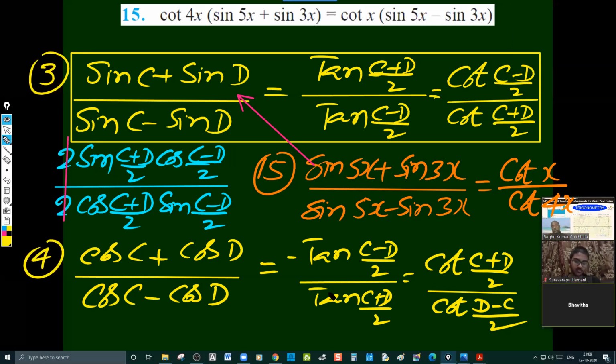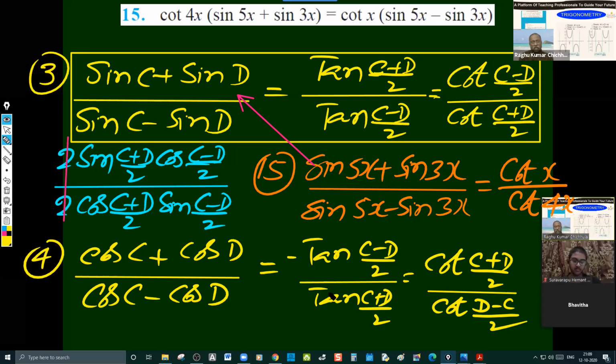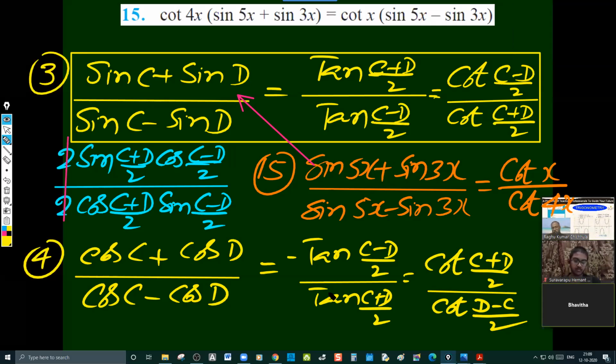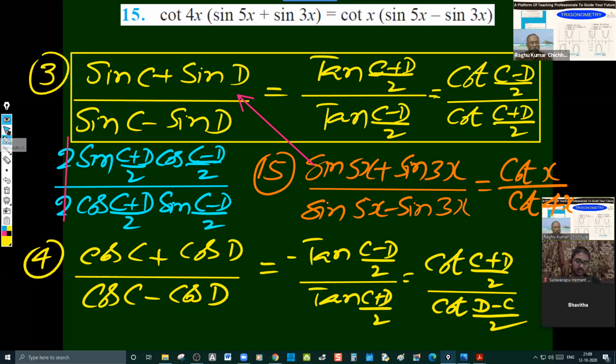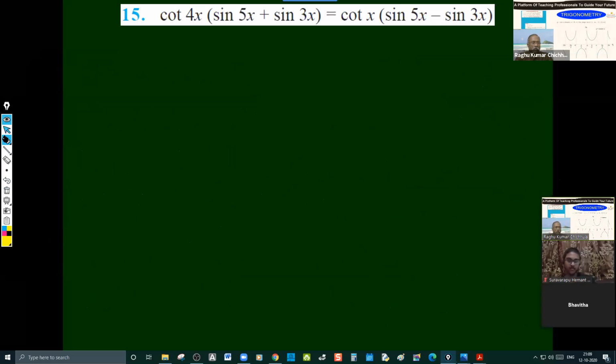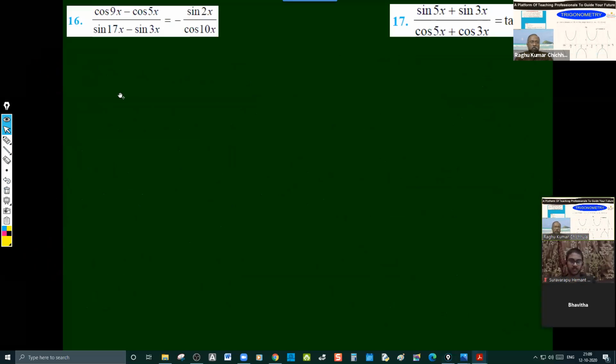In the objectives, you must be in a position to recognize them directly so that you can write the answer easily within no time. If it is a board exam, you'll have sufficient time to answer. That's it. So problem 15 ended like that. Now, these two you can straight away answer, I feel. Yes, 16 by Bhavita and 17 by Maurya. Yes, 16, Bhavita.